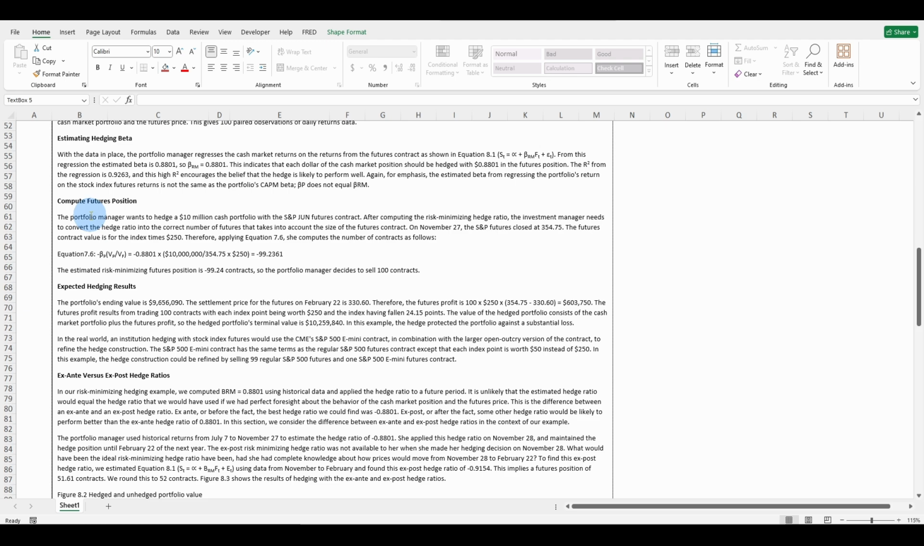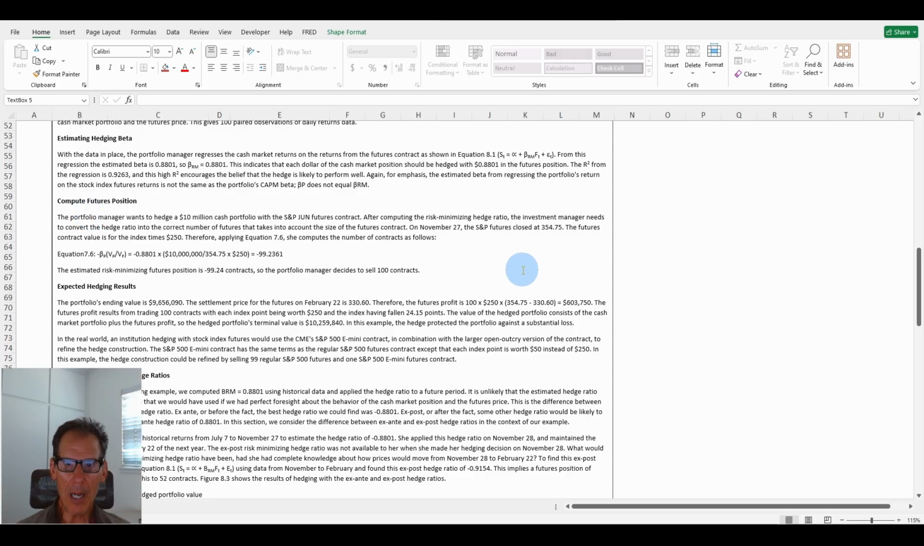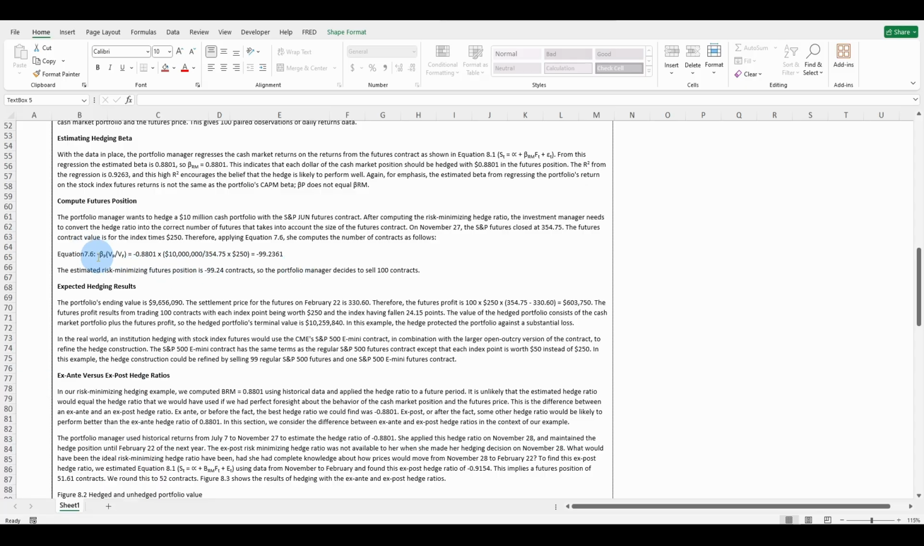Compute futures position. The portfolio manager wants to hedge the 10 million cash portfolio with the S&P June futures contract. After computing the risk minimizing hedge ratio, we've done this already, the investment manager needs to convert the hedge ratio to the correct number of futures that takes into account the size of the futures contract. On November 27th, the S&P futures closed at 354.75. The futures contract value is the index times 250. Therefore, applying equation 7.6, she computes the number of contracts as follows. Equation 7.6, beta times V of P divided by V of F.